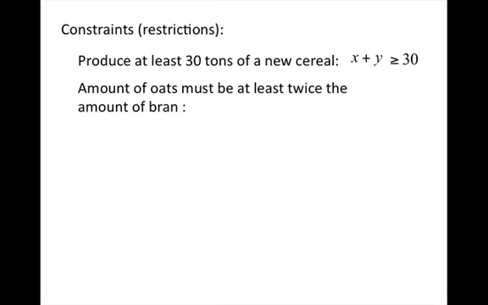Then my second restriction, I'm told the amount of oats must be at least twice the amount of bran. Well, the amount of oats was y. That needs to be at least twice the amount of bran, so that needs to be greater than or equal to 2 times the amount of bran, which is 2x.